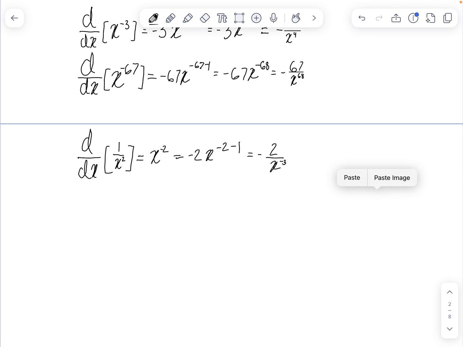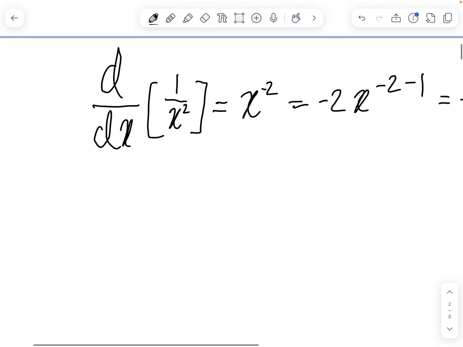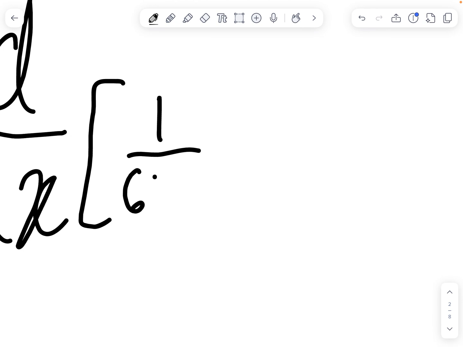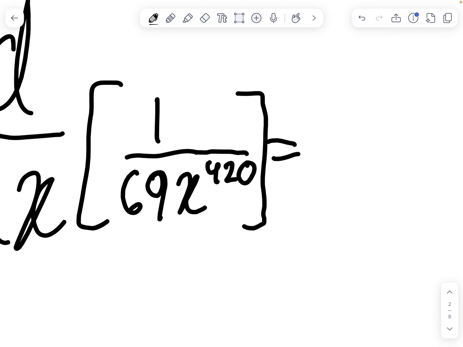Let's do one more rational question. So what is the derivative of... let's see, what can I do? Oh, okay. What is the derivative of 1 over 69x to the power of 420? So, yeah, take some time and solve this question.